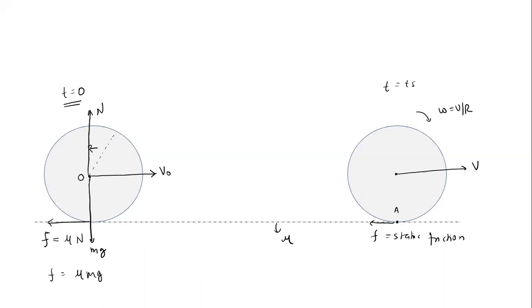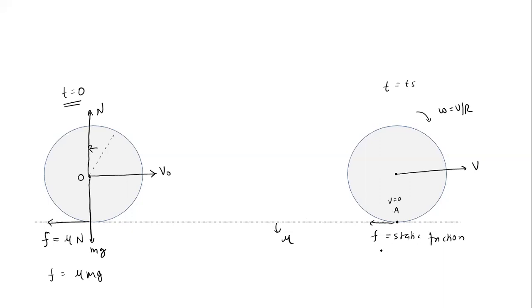Because there is no sliding. Very good. Because the point of contact velocity is 0. What does it mean? It means that there is no relative motion between the point of contact of the body and the surface. Which means when the body starts pure rolling, the friction force acting will be the static friction.